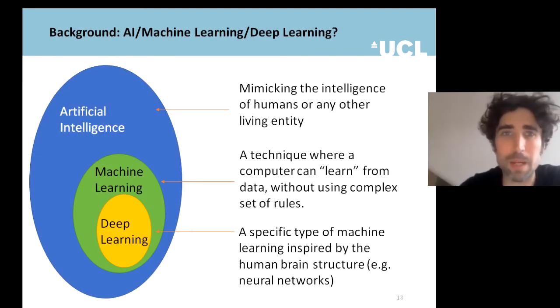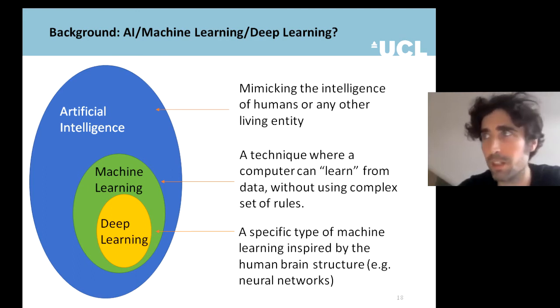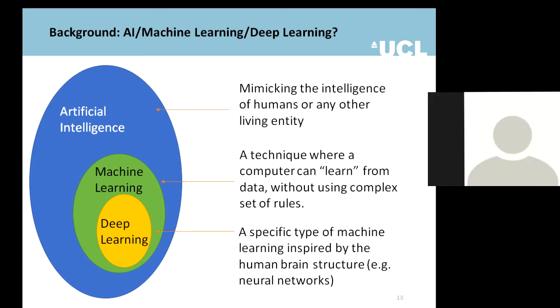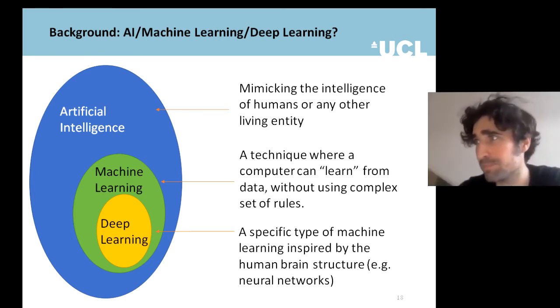I'm going to give a little bit of background at a very high level about artificial intelligence, machine learning, and deep learning, because they're words that are thrown around a lot. What does it actually mean? What's the difference, etc. So artificial intelligence is the very general, broad area, and generally speaking, it is mimicking the intelligence of humans or any other living entities.